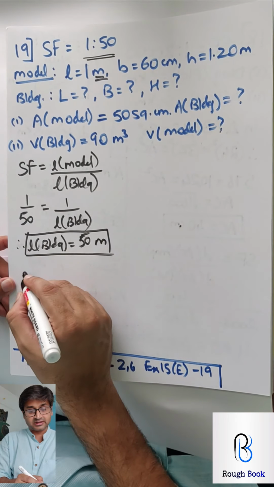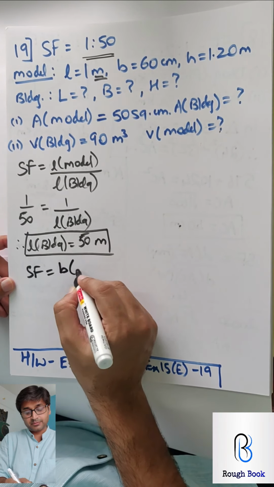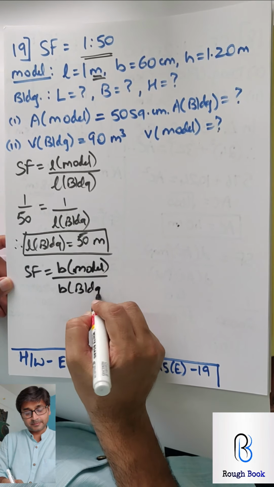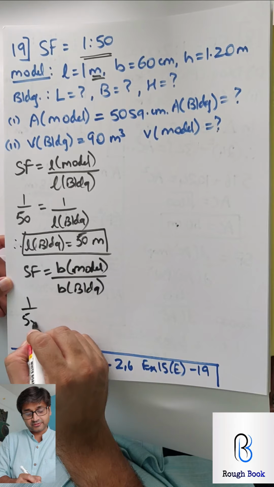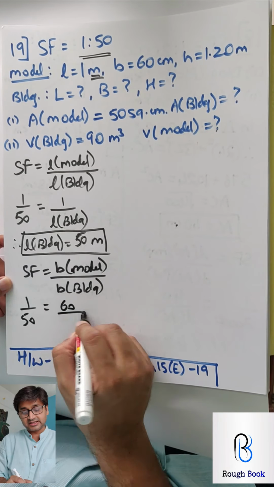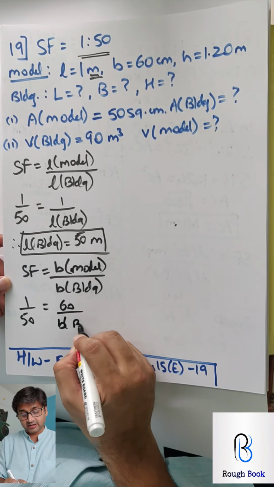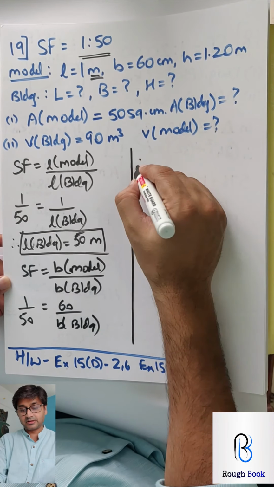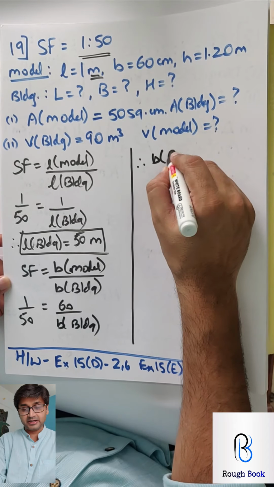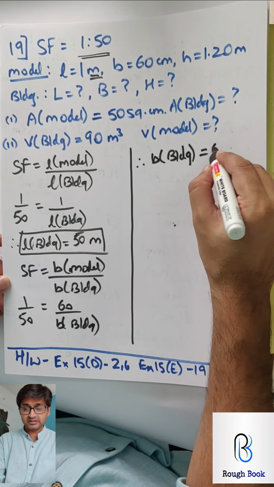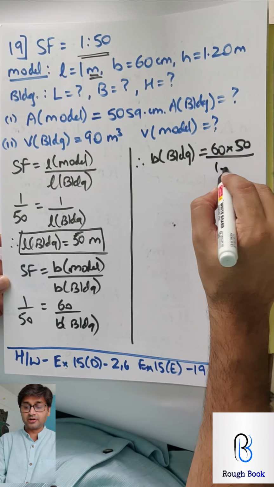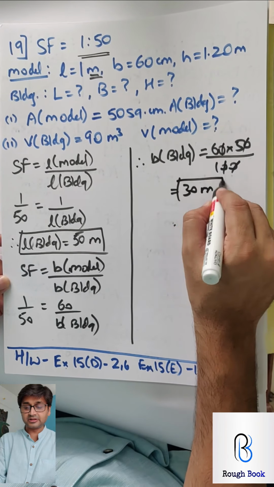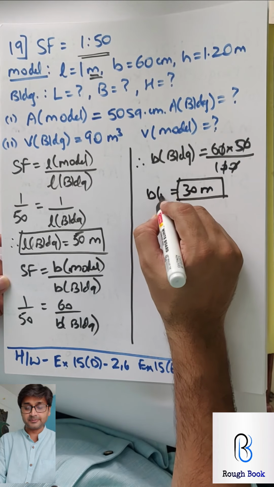Second, this is still like that only. So scale factor, breadth of model upon breadth of building. So scale factor 1/50, breadth of model 60 centimeters. Okay, don't forget that. Breadth of building. So you will say, therefore, breadth of building is 60 into 50 converted to meters, so 100, 0 goes away, 30 meters. That's your second part, breadth of building.